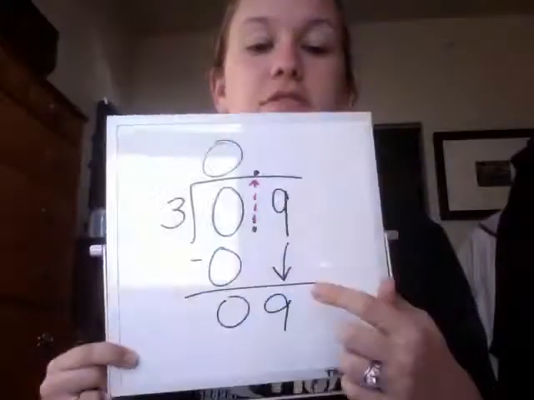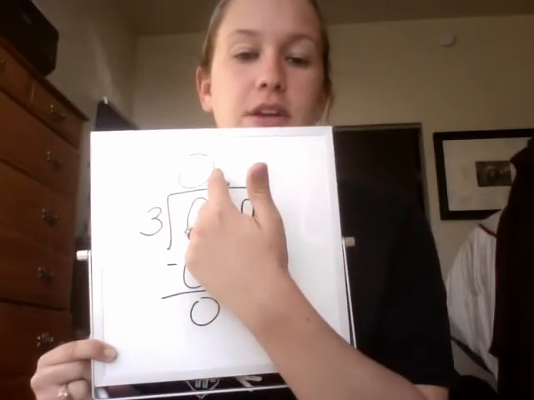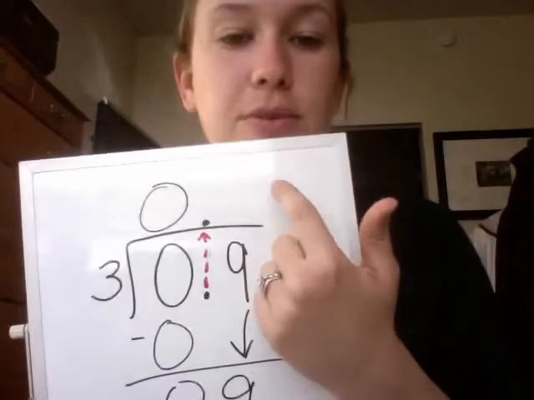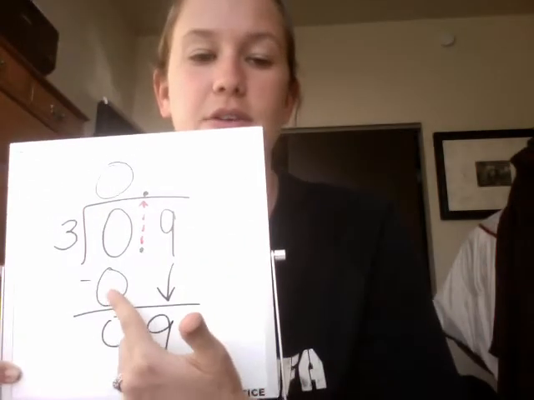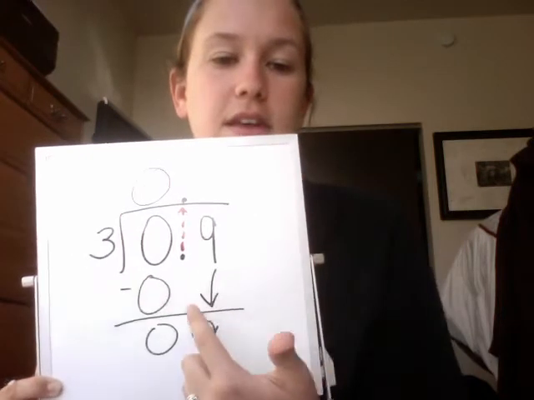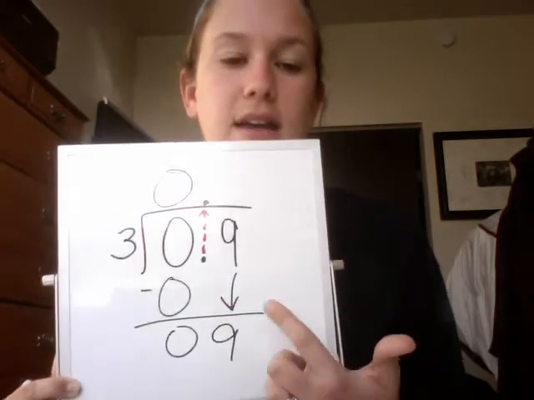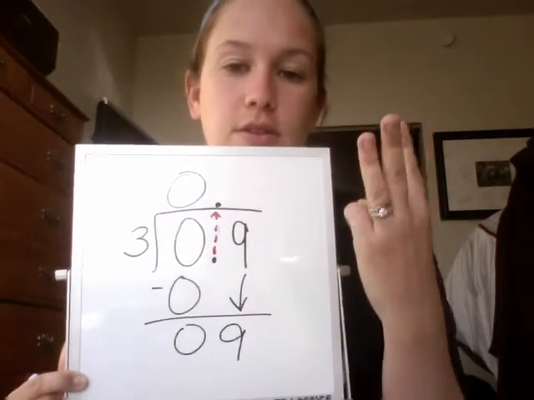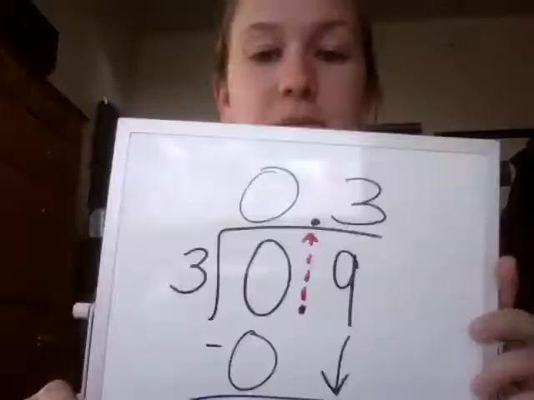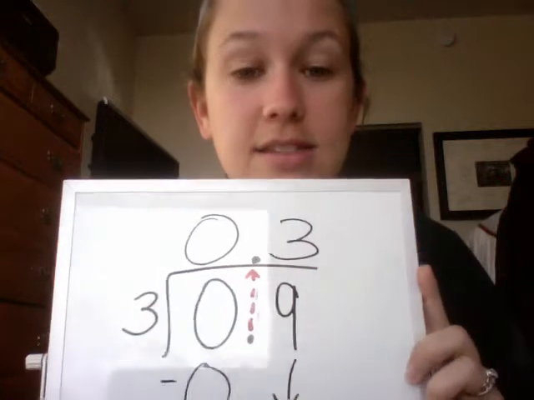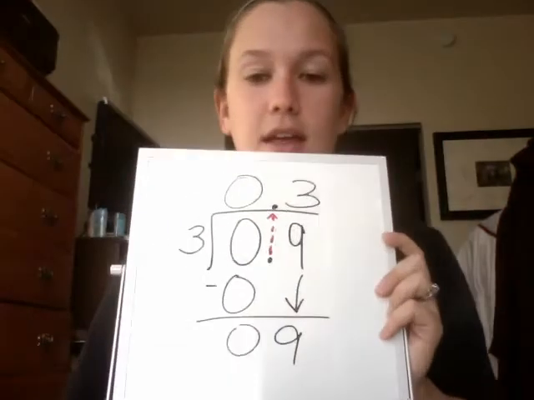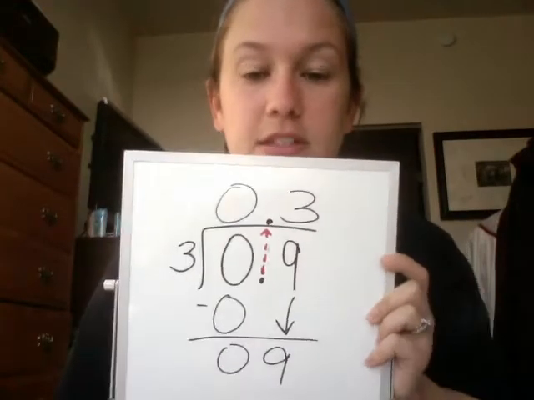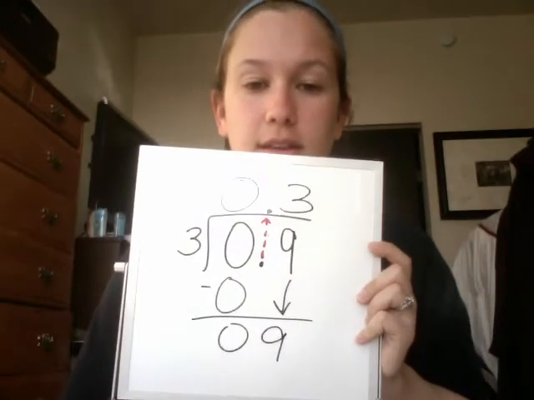So here 3 goes into 0 0 times. I have my 0 in my ones place now. 3 times 0 is 0. Subtract. Then after that I bring down my 9. How many times does 3 go into 9? 3 times, right? So that's going to go on the right side of my decimal. And since 3 times 3 is 9 and it will come out to be 0, that's the end of my problem. So my answer is 0.3.